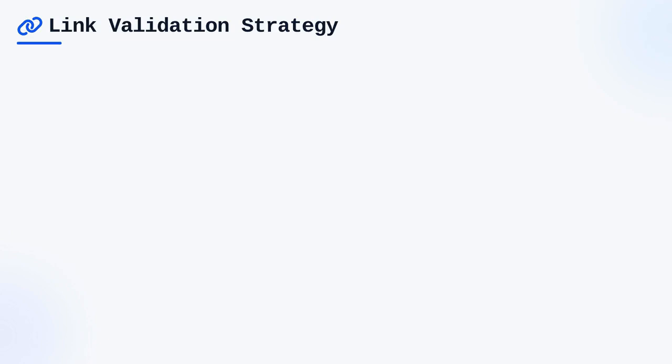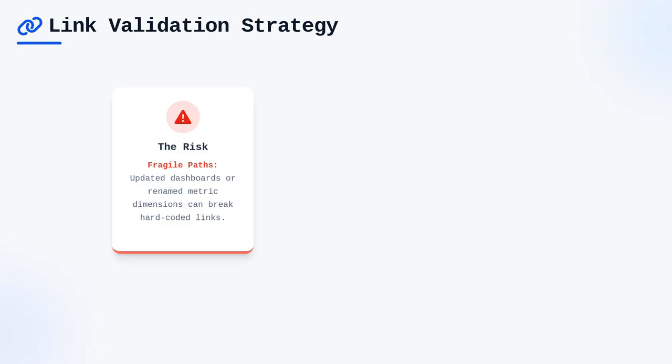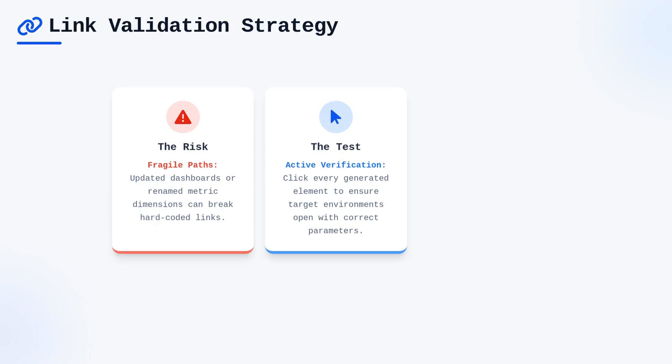Validating these links is a step that cannot be overlooked if you want to maintain a reliable diagnostic pipeline. It is not uncommon for dashboards to be updated or for metric dimensions to be renamed, which can easily break hard-coded navigation paths. Whenever you define a link, perform a test by clicking the generated element to ensure the target environment opens with the expected parameters correctly populated.